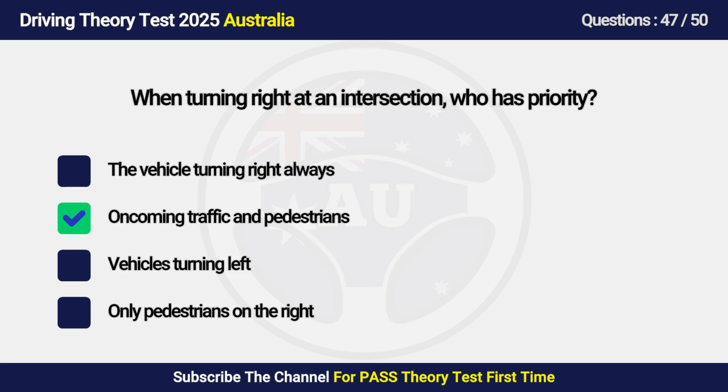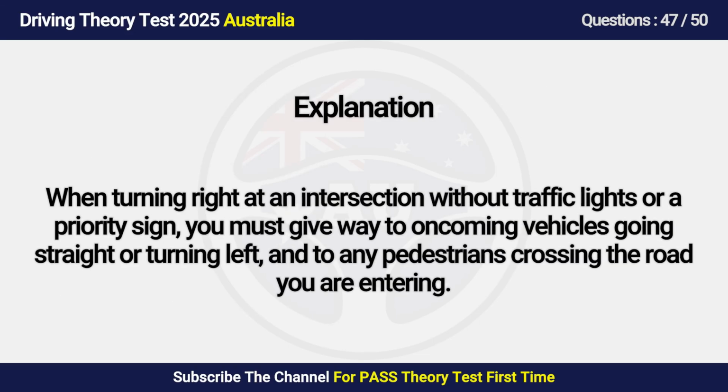Answer is B. Oncoming traffic and pedestrians. When turning right at an intersection without traffic lights or a priority sign, you must give way to oncoming vehicles going straight or turning left, and to any pedestrians crossing the road you are entering.